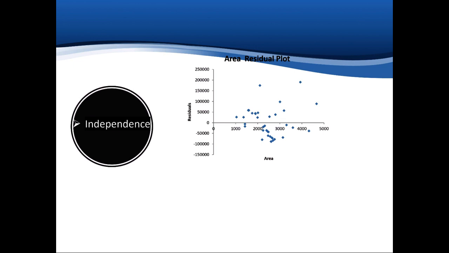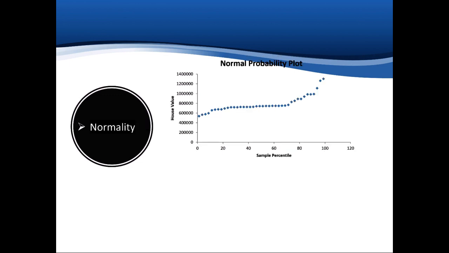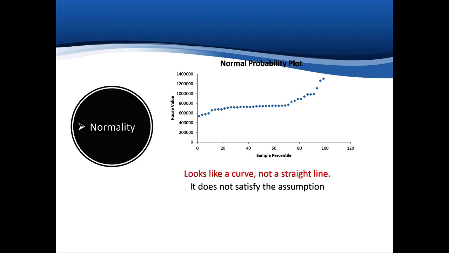For the third assumption, independence, if in the residue plot there is no pattern, it does not look like anything, it satisfies the assumption. For the last assumption, normally distributed, we look at the normal probability plot to check it. If you can fit a straight line overall, it satisfies the assumption. Here, for this plot, it looks like a curve, not a straight line, so it does not satisfy the assumption. That's all for this video.